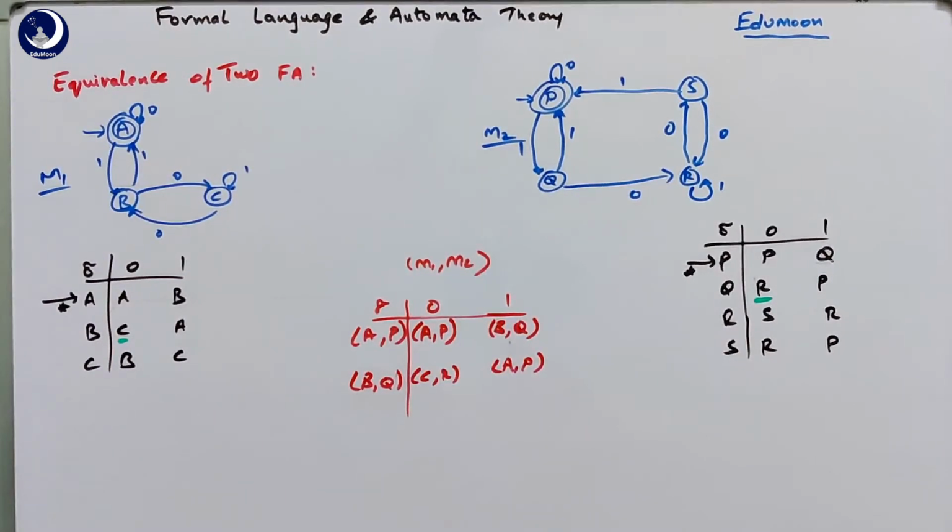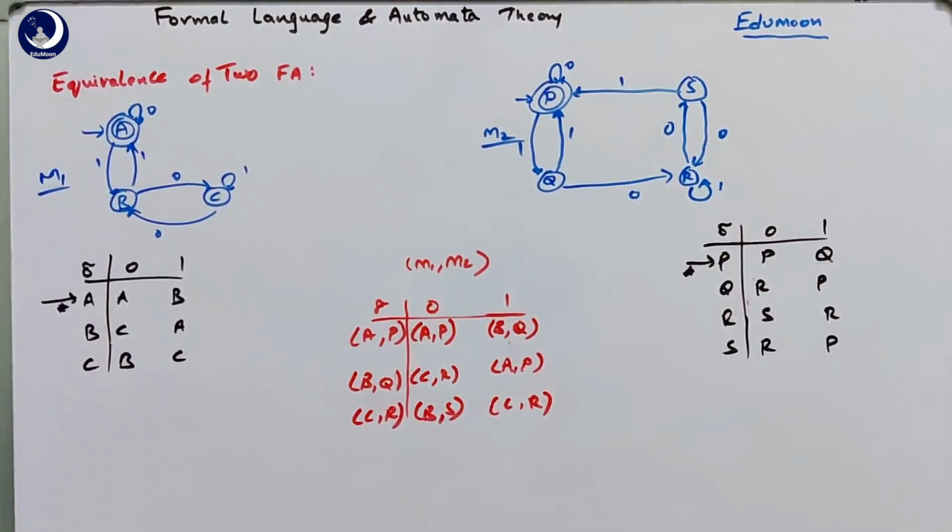So for B and Q on 1 also, we got a pair called A and P from the table. So the new pair that we got here is C and R. In the next transition, we check that combination of C and R. That is the following table we get for the C and R combination, that is B and S and C and R again. So the new pair that is generated is B and S. So in the next column we write B and S here.